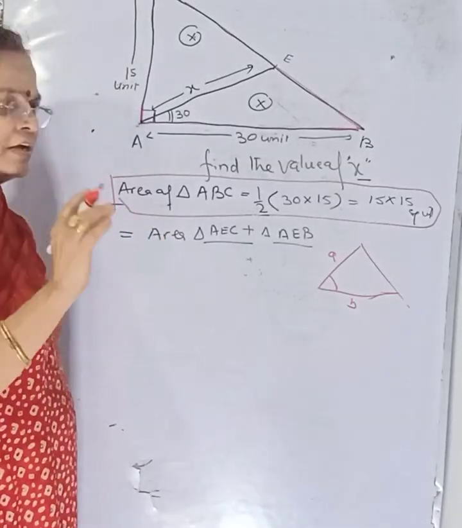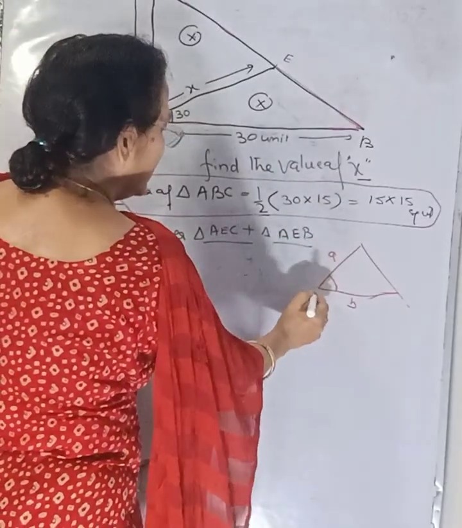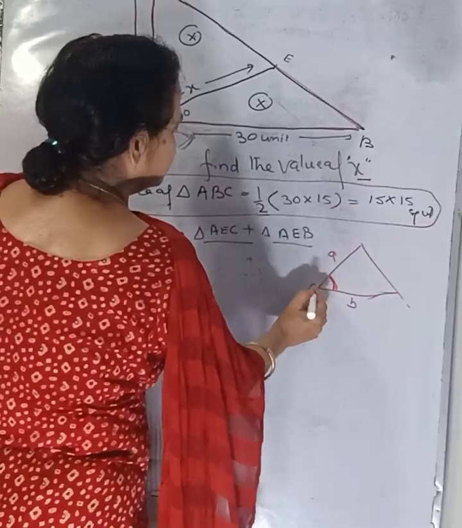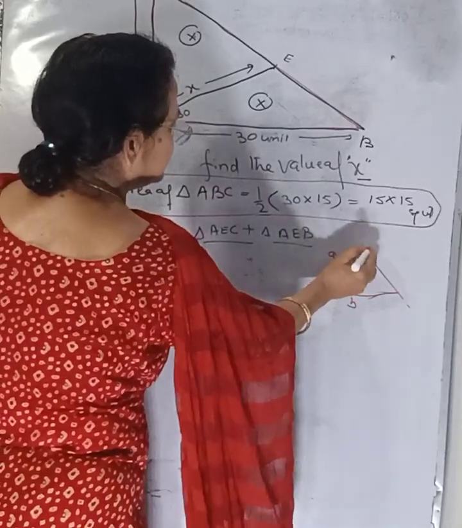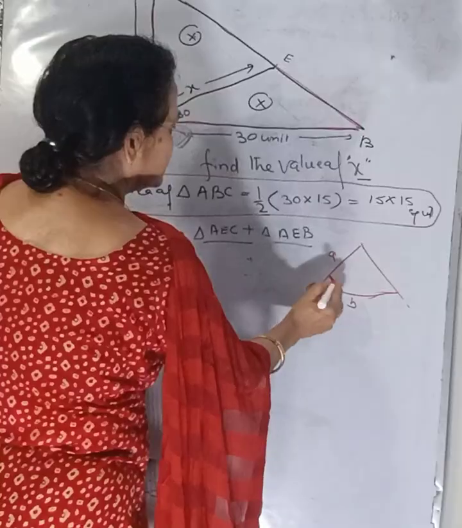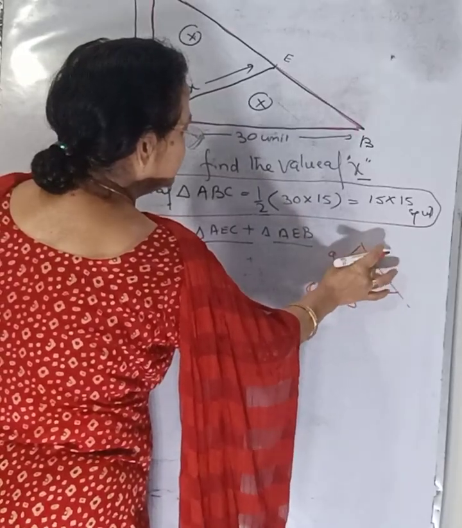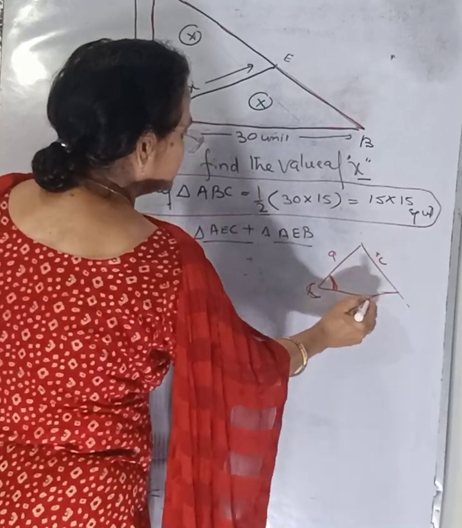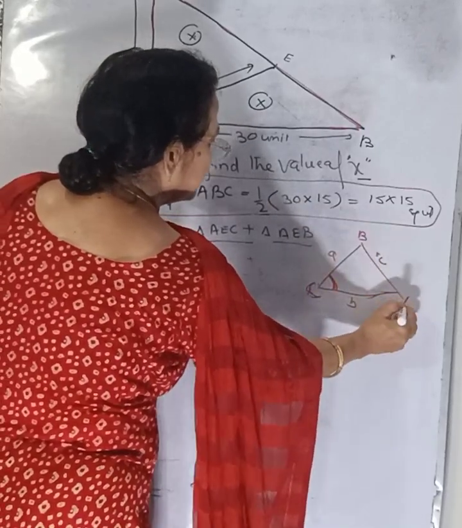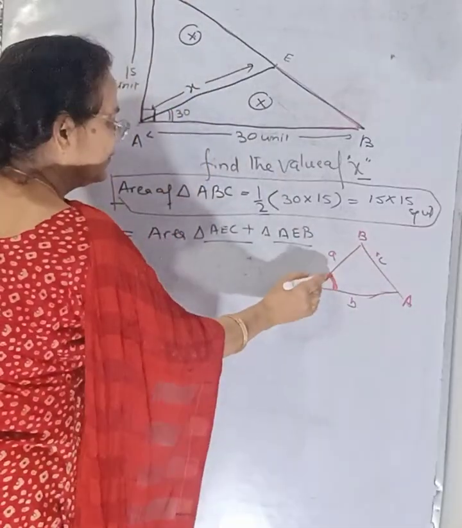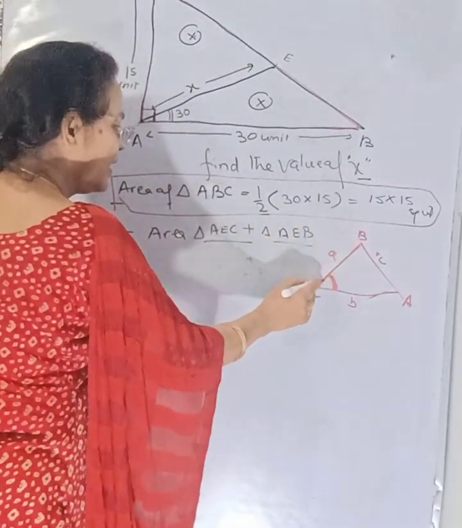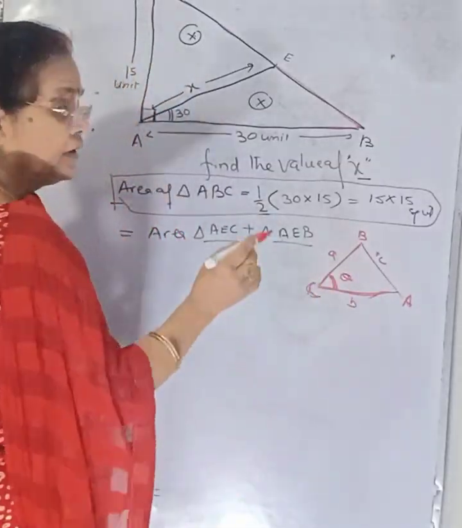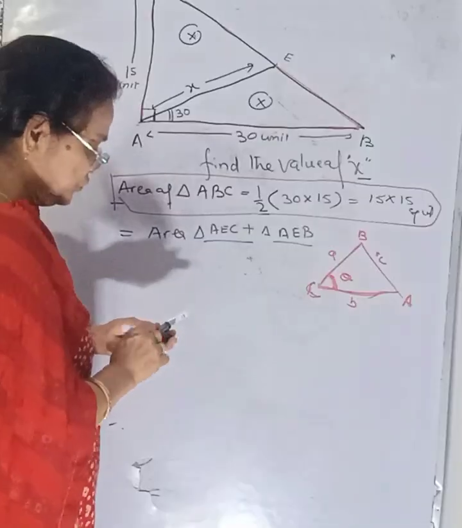No particular condition is there. Only two arms are given and in between them an angle C is given. This is C. This will be B, and this will be A. This angle is given in between arms A and B. Let us say it is theta. Note this down, it will be very helpful in future.